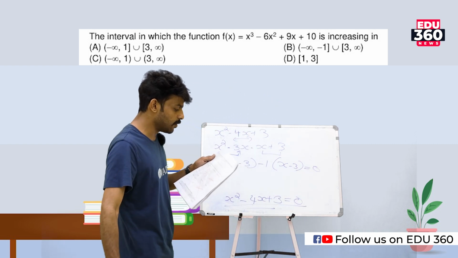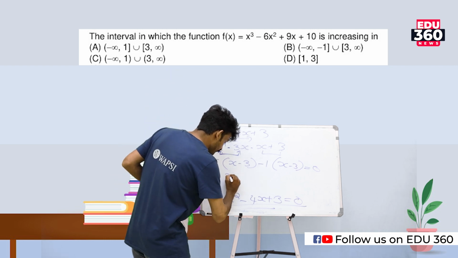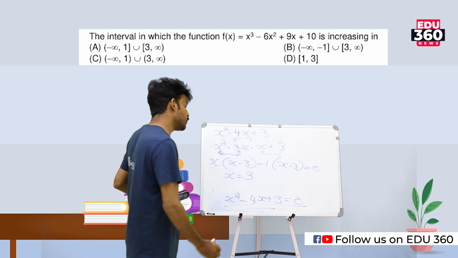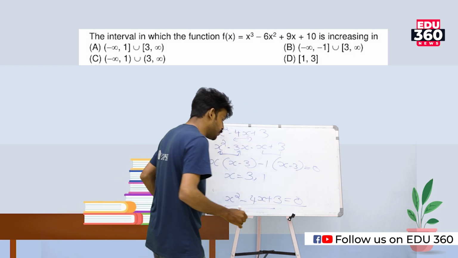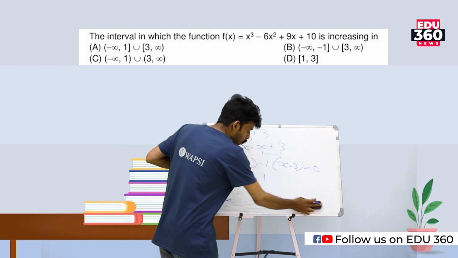X minus 3 is equal to 0. Okay, so from this we can write the value of x is equal to 3, and x is equal to positive 1. Yes, positive 1. So the value of x is equal to 3 and 1.